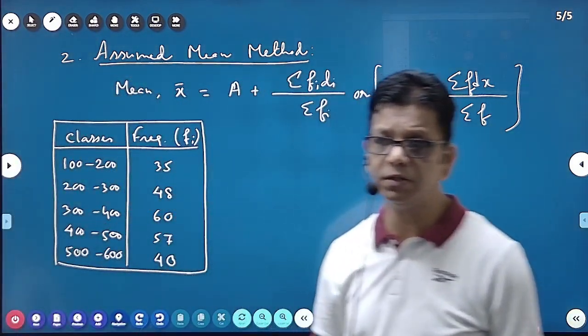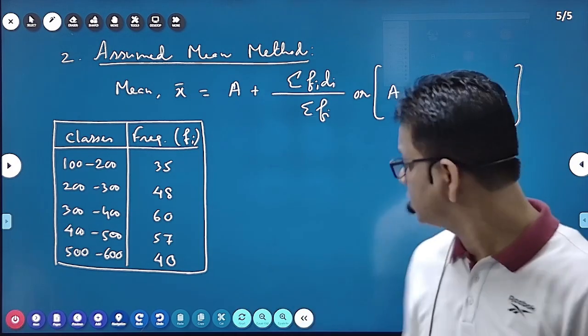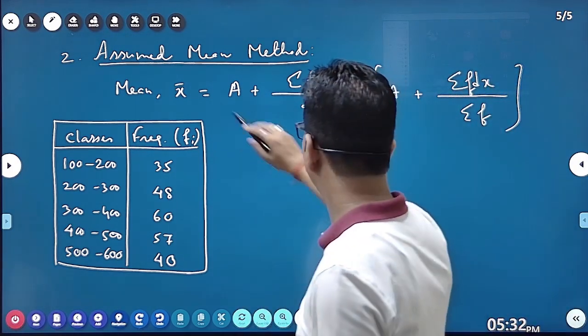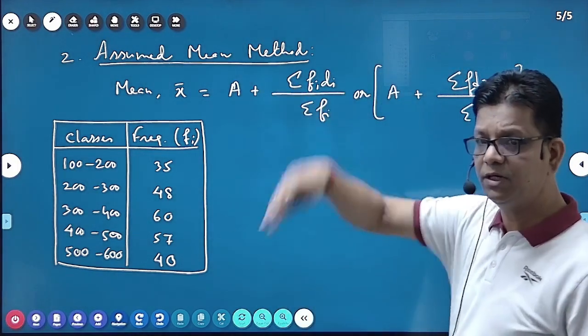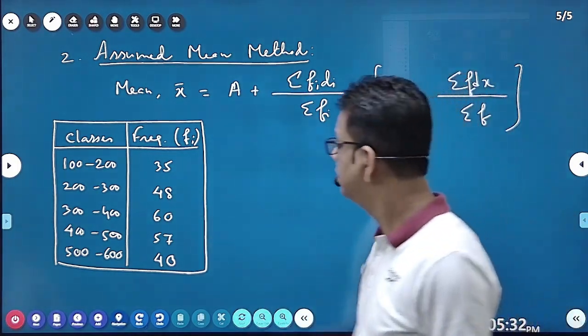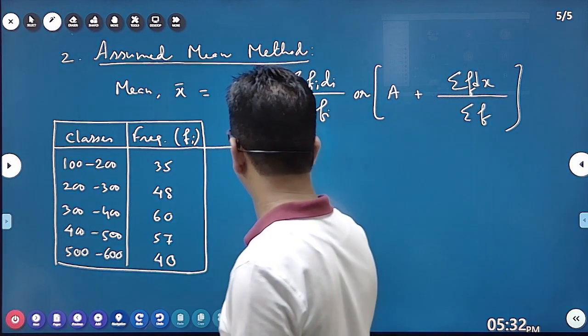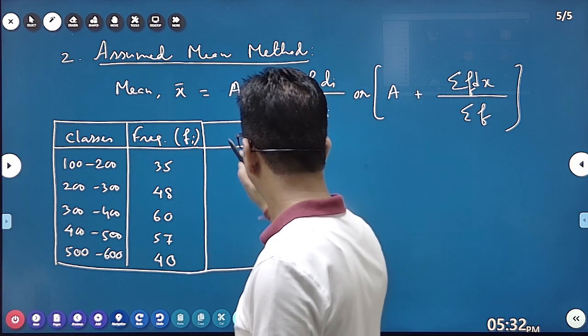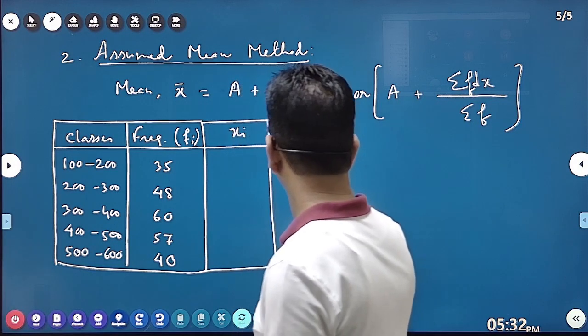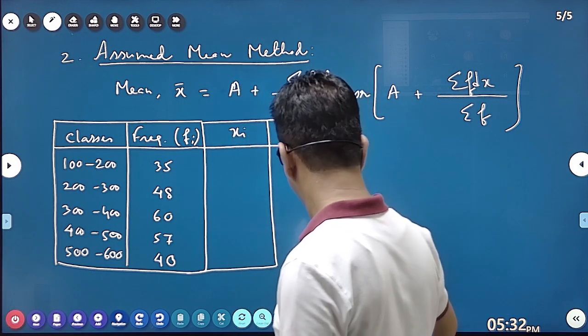Now the data are comparatively larger, and I'm going to explain the assumed mean method. It's not that we can get it by assumed mean only. We can get this answer also by the direct method, but I'm trying to explain all the methods. Now the first thing here, we need to find xi, which is called class mark. Then the second thing, we need to find di.